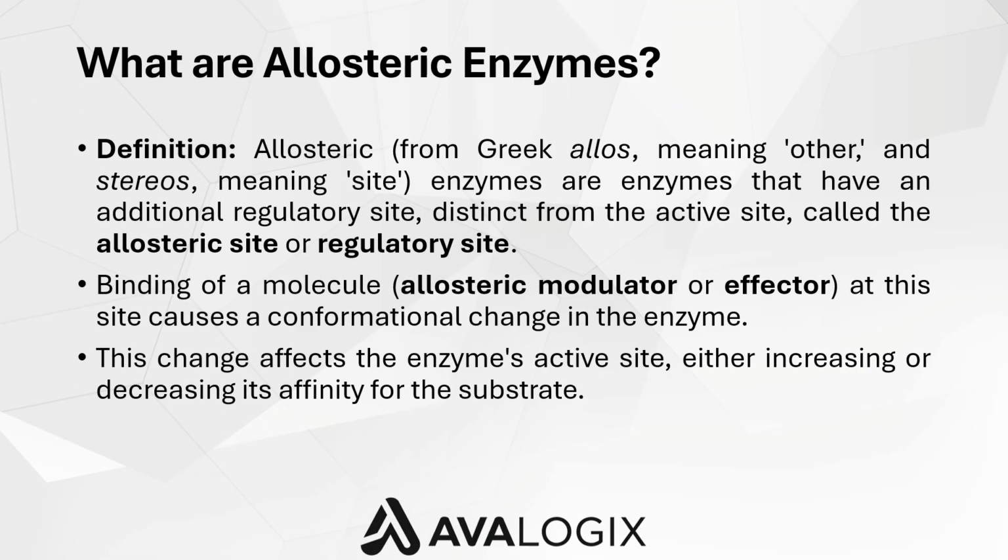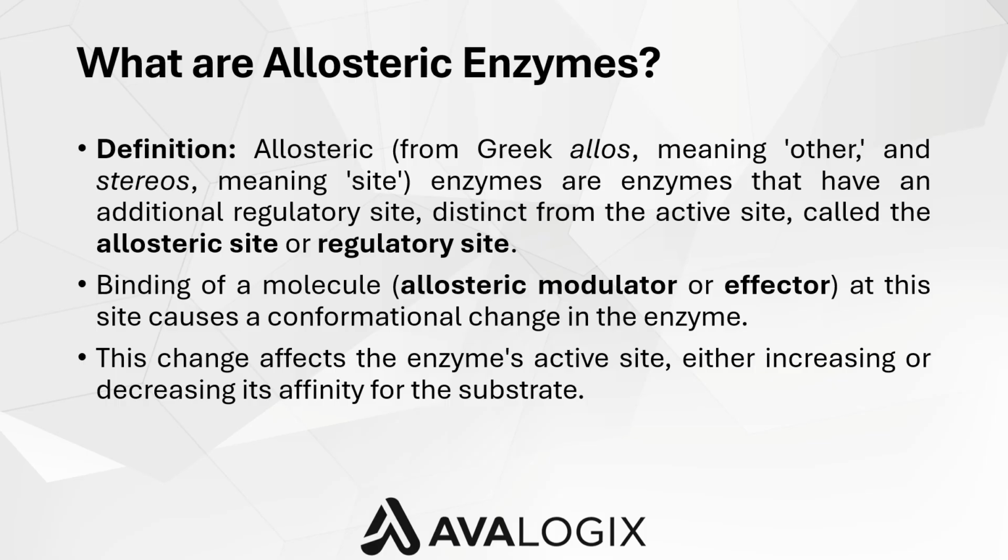So, what precisely distinguishes an allosteric enzyme from a simple one? The name itself gives us the biggest clue. Allosteric comes from the Greek roots allos, meaning other, and stereos, meaning site or shape. Put together, it describes an enzyme that possesses a regulatory site that is distinct and physically separate from its active site. This is a critical distinction.